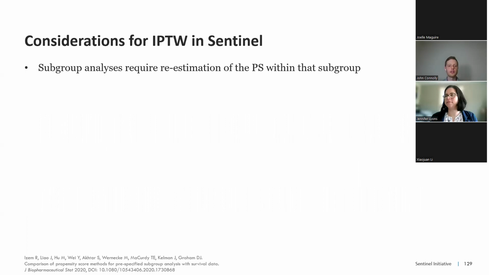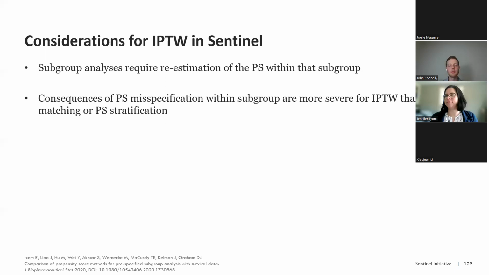So, some considerations when you're using the Sentinel tools to do IPTW. One thing to note is that we built them such that when you do a subgroup analysis, this requires that you re-estimate a new propensity score within your subgroup. Some of you may be familiar with the fact that when you do matching or propensity score stratification, there are lots of good papers out there showing that you don't necessarily need to re-estimate within the subgroup, under certain conditions. But for IPTW, it's been shown, as cited here, that it is a bit more sensitive to propensity score misspecification within the subgroup. Just borrowing the overall propensity score may not be suitable when you do IPTW especially.